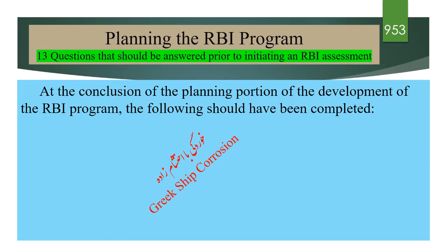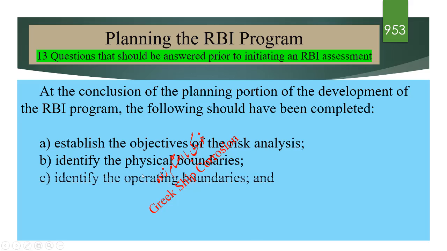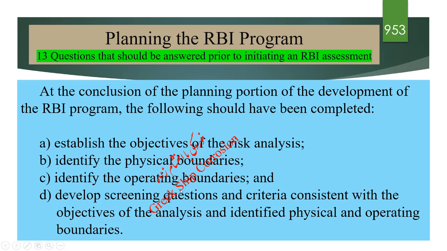At the conclusion of the planning portion of the development of the RBI program, the following should have been completed. A. Establish the objectives of the risk analysis. B. Identify the physical boundaries. C. Identify the operating boundaries. And D. Develop screening questions and criteria consistent with the objectives of the analysis and identified physical and operating boundaries.